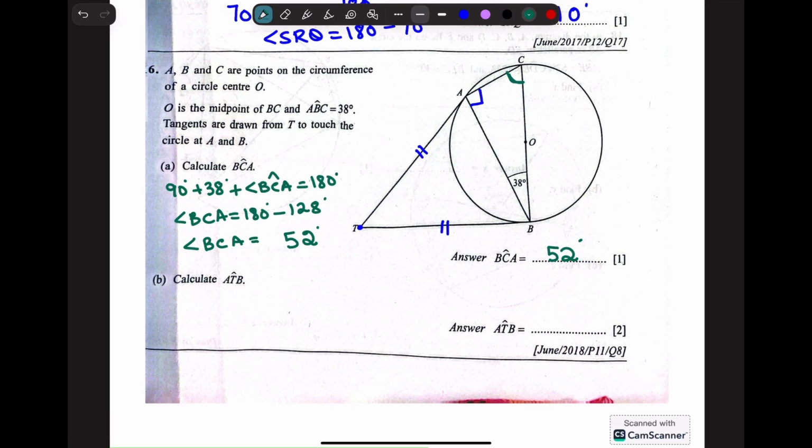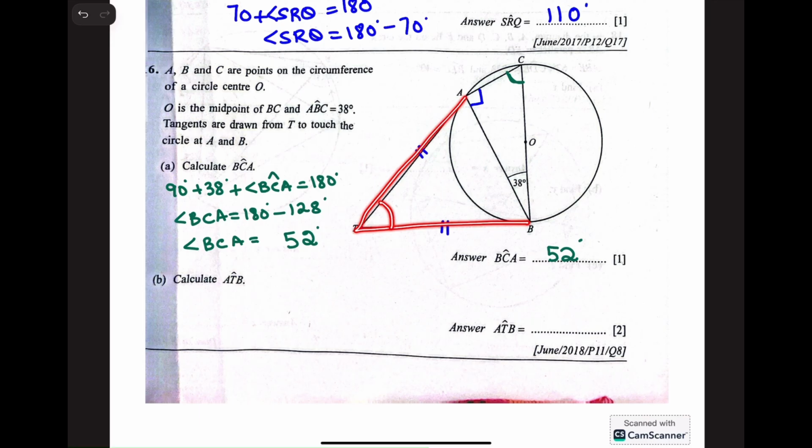Okay, next they want us to calculate angle ATB. ATB, this angle.